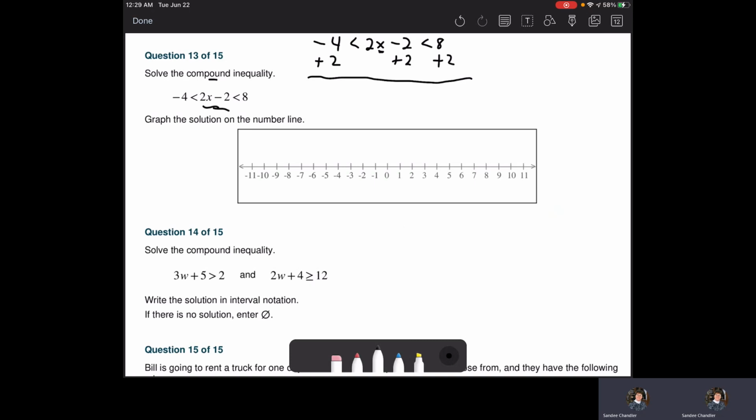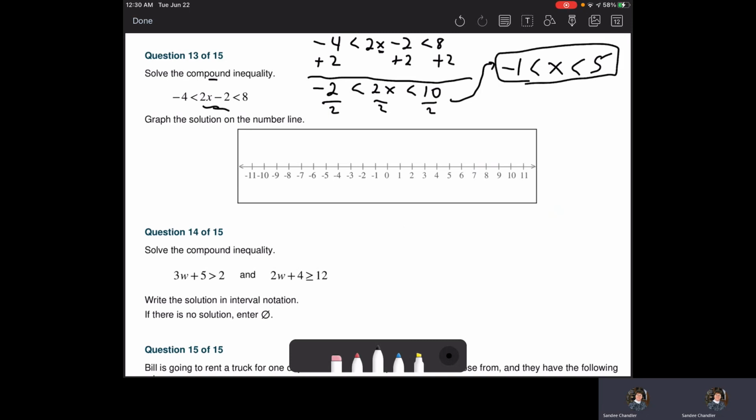Equations have a left and a right. This thing has a left, right, and middle. Still got to do the same thing to everything, just like an equation. All right, so I'll be dividing by a positive 2, so all my signs stay the same. I'll leave my x in the middle. They're both less thans. I can do the 5 better. Okay, so it's negative 1 is less than x is less than 5.